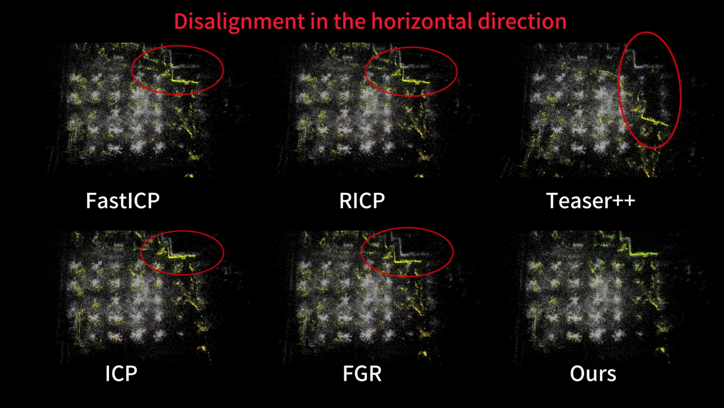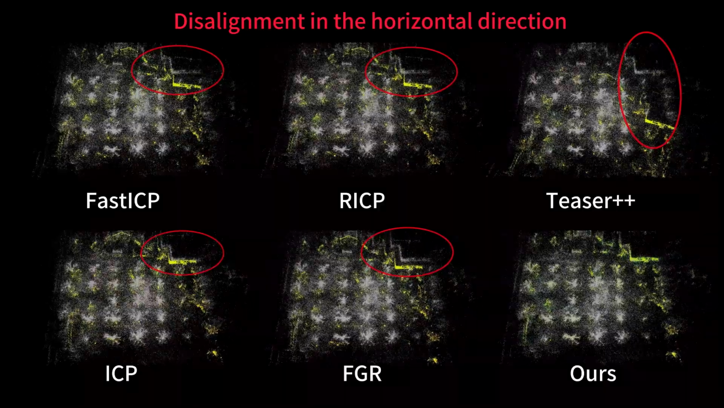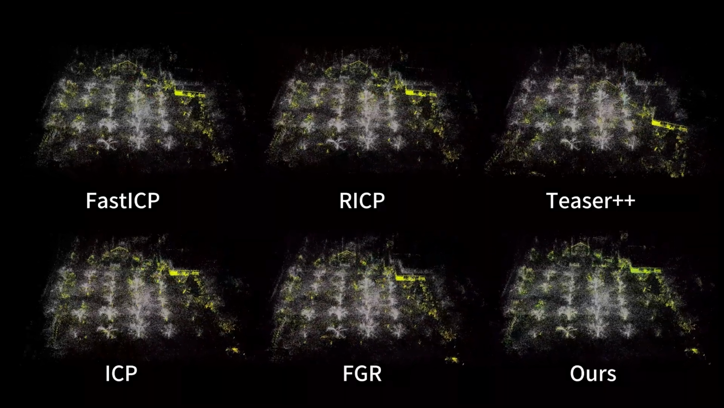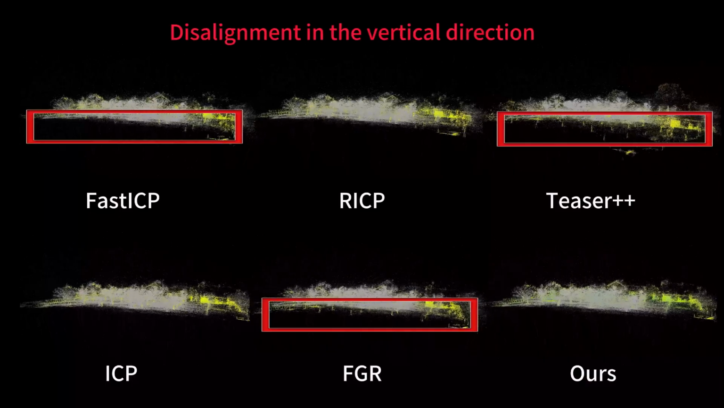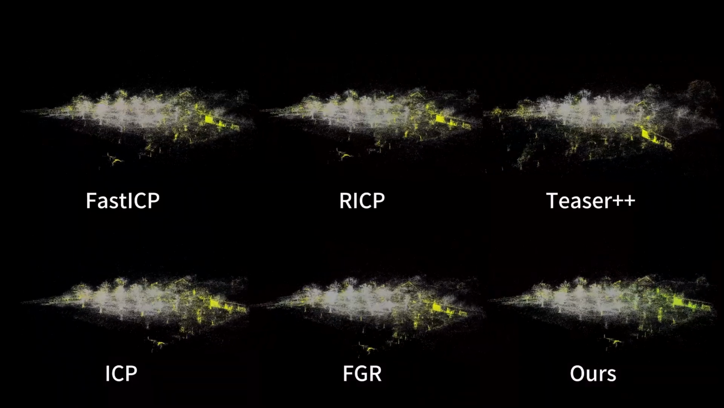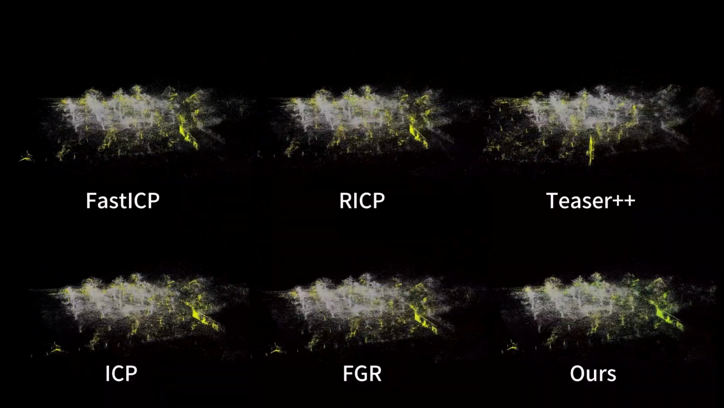Again, using the winter model as the reference as shown here, we compare the alignment performance of different methods. The gray point clouds represent the reference models, the winter, while the yellow ones represent the aligned summer models. From the alignment of the walls in the red circle, the tree trunks, and the offset in that direction, we can observe better alignment performance in both horizontal and vertical directions with our model compared to other methods.